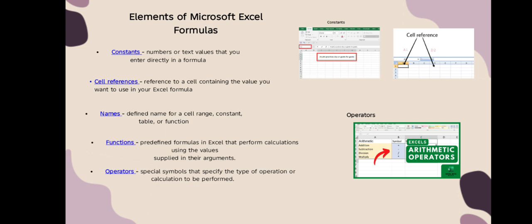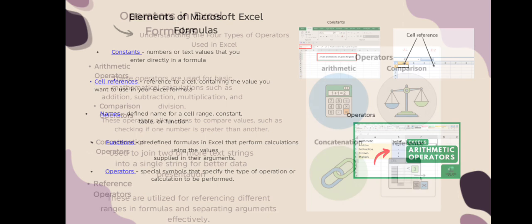Fifth, operators. These are the special symbols that tell Excel what calculation to perform. This includes plus sign for addition, minus sign for subtraction, asterisk for multiplication, forward slash for division, and many more. Without operators, Excel won't know what to do with your numbers. These five elements work together to create every calculation you do in Excel.